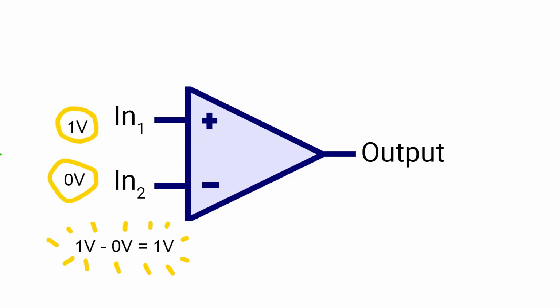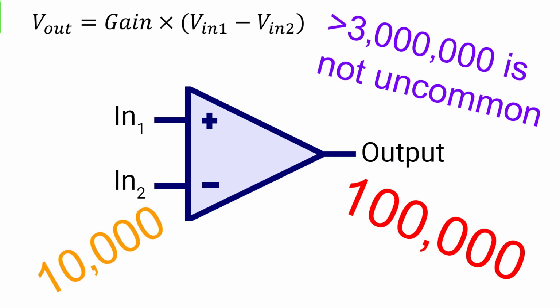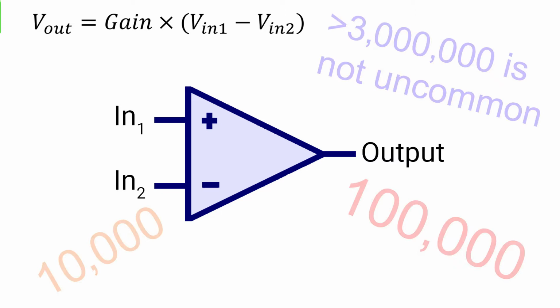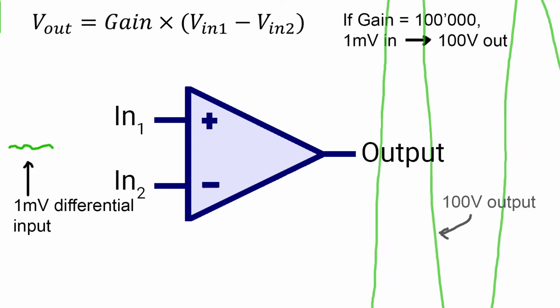Without any feedback, an op-amp's output voltage will be equal to the difference between its input voltages times some gain. Now in an op-amp, the gain is normally in the region of 10,000, 100,000, even higher than that sometimes. So if, for instance, you put a millivolt in with 100,000 gain, you'd end up with 100 volts at the output, and in a lot of cases this is unmanageable.